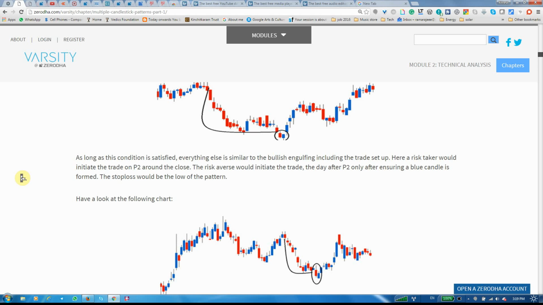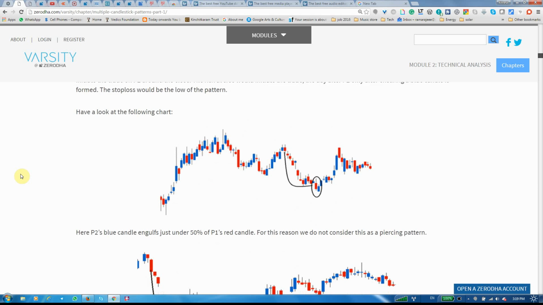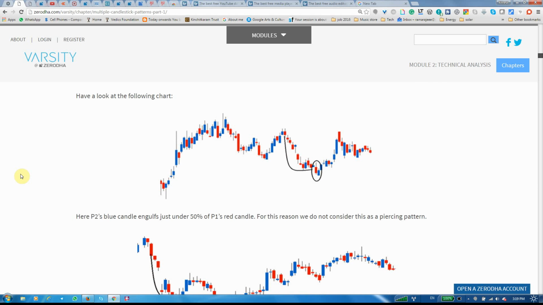Here a risk taker would initiate the trade on P2 around the close. The risk averse would initiate the trade the day after P2 only after ensuring a blue candle is formed. The stop loss would be the low of the pattern. Have a look at the following chart. Here P2's blue candle engulfs just under 50% of P1's red candle. For this reason we do not consider this as a piercing pattern.